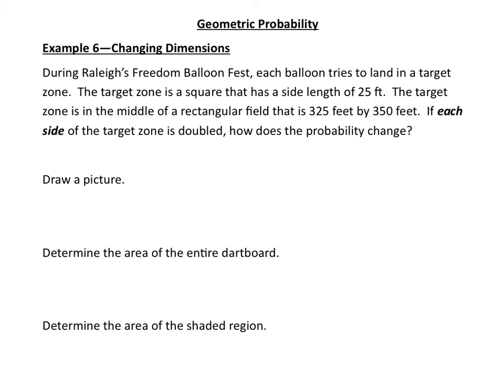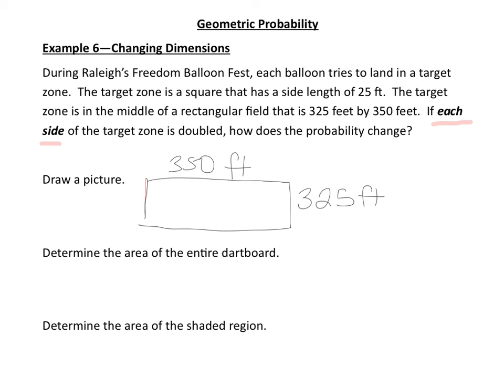Now, in looking at page 22, you'll notice that it seems to be the same, except this time we are now asked what happens if each side of the target zone is doubled. So instead of just doubling the area, let's actually double the sides and see what happens. So we continue to draw our beautiful picture of our rectangular field that measures 325 feet by 350 feet. And this time, our square has now doubled by the length of each side. So each side is now 50 feet instead of 25 feet.